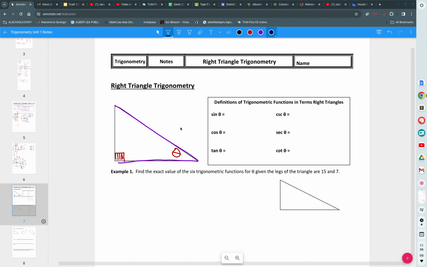Every triangle has 3 sides to it if it's a 90-degree triangle. One is the opposite, one is the adjacent, and one is the hypotenuse. Okay? Which one is this one right here? This is the hypotenuse. The word opposite means that it's across from the angle. So if you take the angle and you go across from it, this side is the opposite.